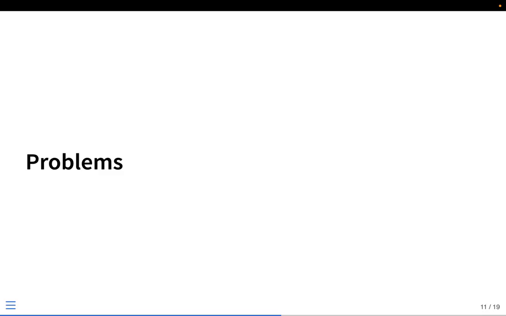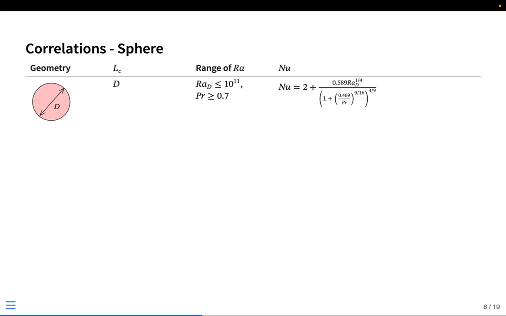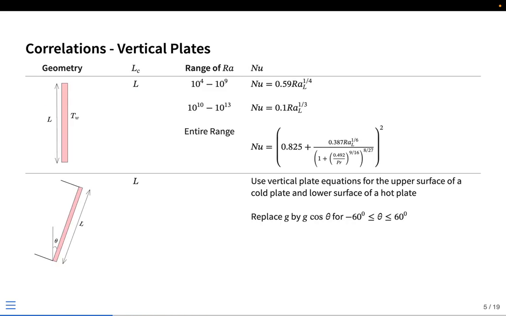But since we cannot remember all the correlations, the key thing to look for inside a correlation is what the key non-dimensional parameters are that are used to completely specify the problem. Say for natural convection, it will be the Rayleigh number, Prandtl number, and Nusselt number. All these correlations will have only these three parameters. All you have to look for is what the characteristic length is, what the range of Rayleigh numbers is, and the corresponding correlation that you have to use.